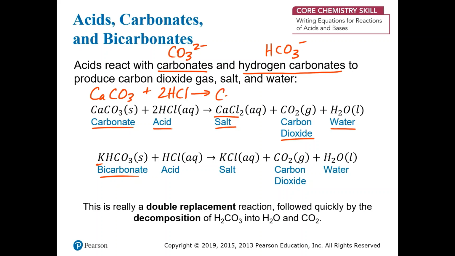So you end up with calcium chloride, which is the salt that we knew we were going to get, plus hydrogen ions combined with carbonate to form carbonic acid, H2CO3. Now, carbonic acid is actually what you get when you dissolve CO2 in water. In fact, there's an equilibrium between carbonic acid, CO2, and liquid water.